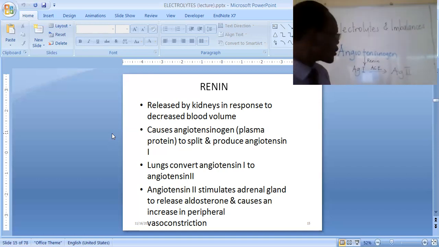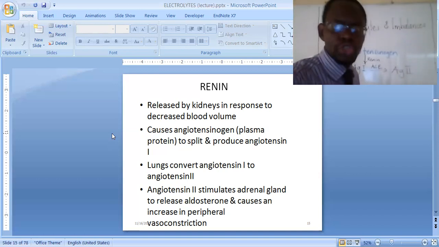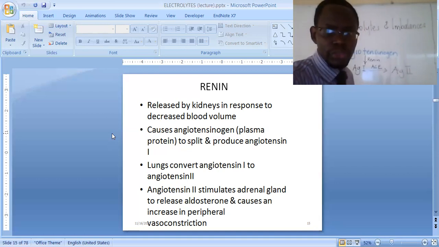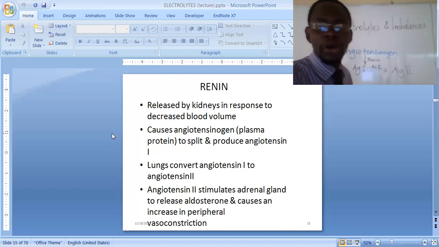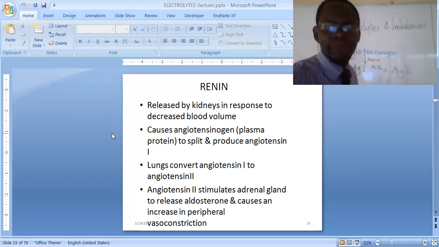Now, once it causes conversion to angiotensin 2, this angiotensin 2 is a potent vasoconstrictor. It causes vasoconstriction, but not only that, it also causes release of aldosterone from the adrenal glands. Of course it does other things, but the most important things you should know are two: release of aldosterone, and bringing about vasoconstriction. Now, when this happens, of course, you know the role of aldosterone.